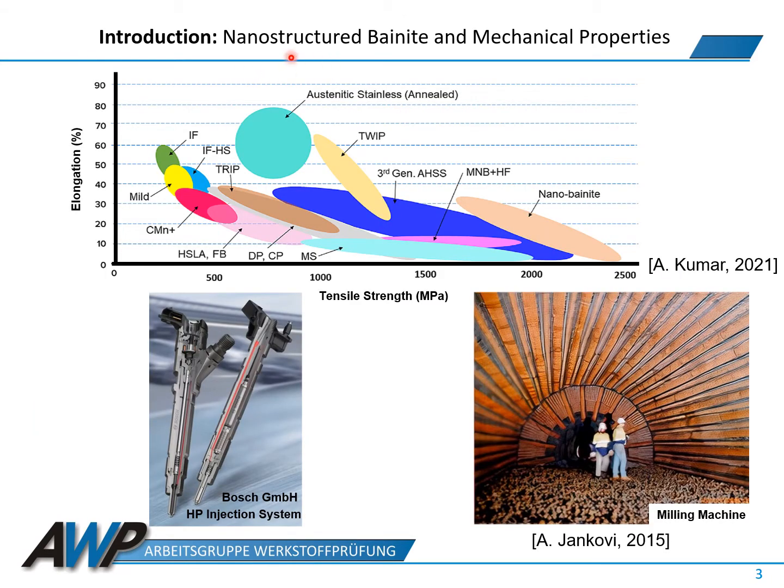The microstructure is called nanostructured bainite. This diagram represents the position of the nanobainitic steels as compared to the other steel grades in terms of strength and ductility. As can be seen, the microstructure shows outstanding mechanical properties that make it a promising steel grade for commercial applications, for example, in production of large parts such as milling machines or in production of high-pressure injection systems.